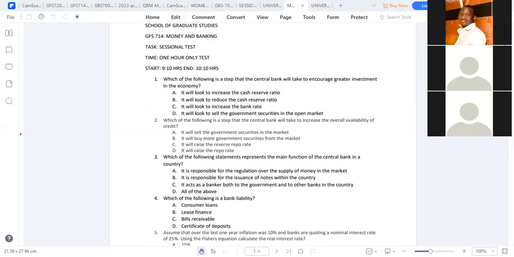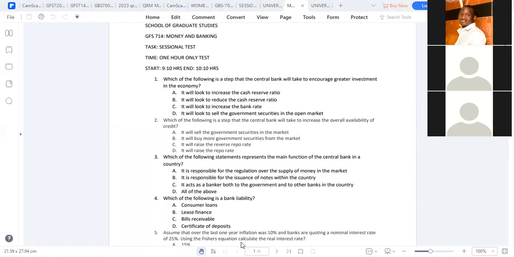Which of the following statements represents a main function of the central bank? Sorry, Collins. On question number 1, how did you explain the answer? Question number 1. What was the explanation that I gave? Yes, like when you pick the answer, more like explaining what that means.